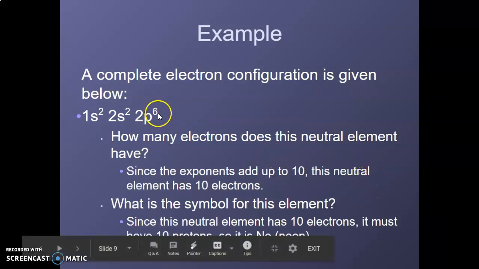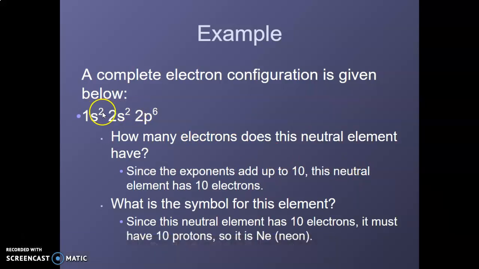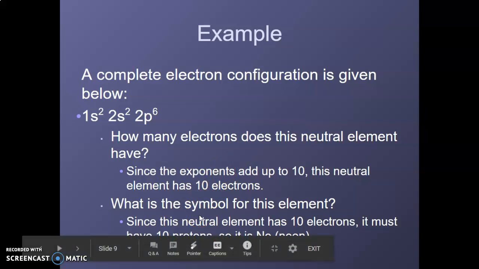So remember, the sum of the exponents adds up to the number of electrons, and since this is neutral, the number of electrons would also equal the number of protons. Since the exponents add up to 10, this must have 10 electrons in its neutral state. And the element that has 10 electrons in its neutral state is neon. Okay, neon is the element that has 10 protons and 10 electrons.